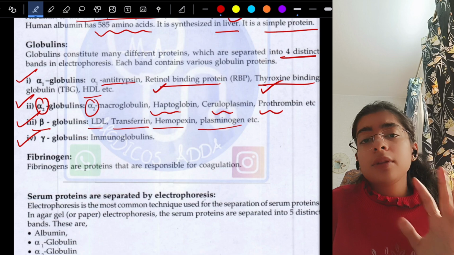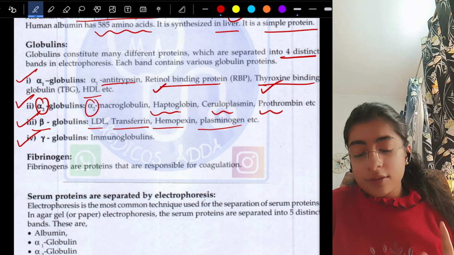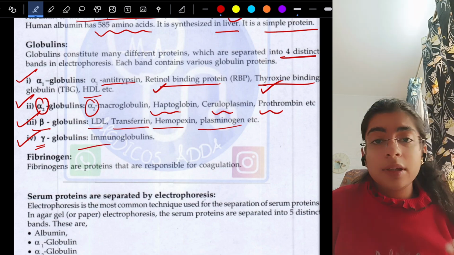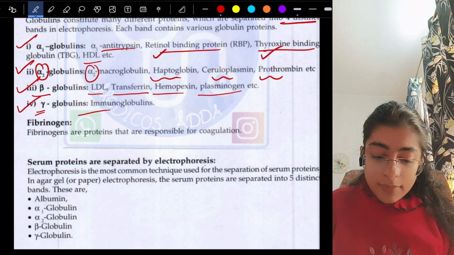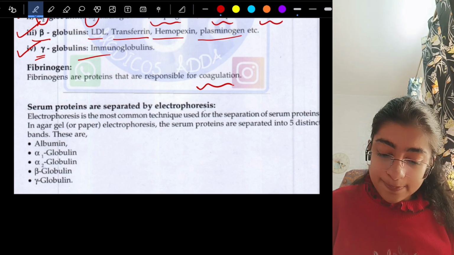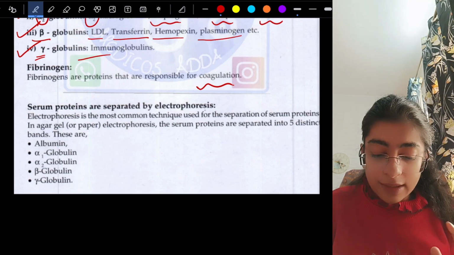Even if you learn 2 to 3, or even 2, that is also enough. But learn the important ones. Gamma globulin, we know immunoglobulins. Fibrinogen, that is responsible for coagulation, right? That is converted into fibrin in active form.